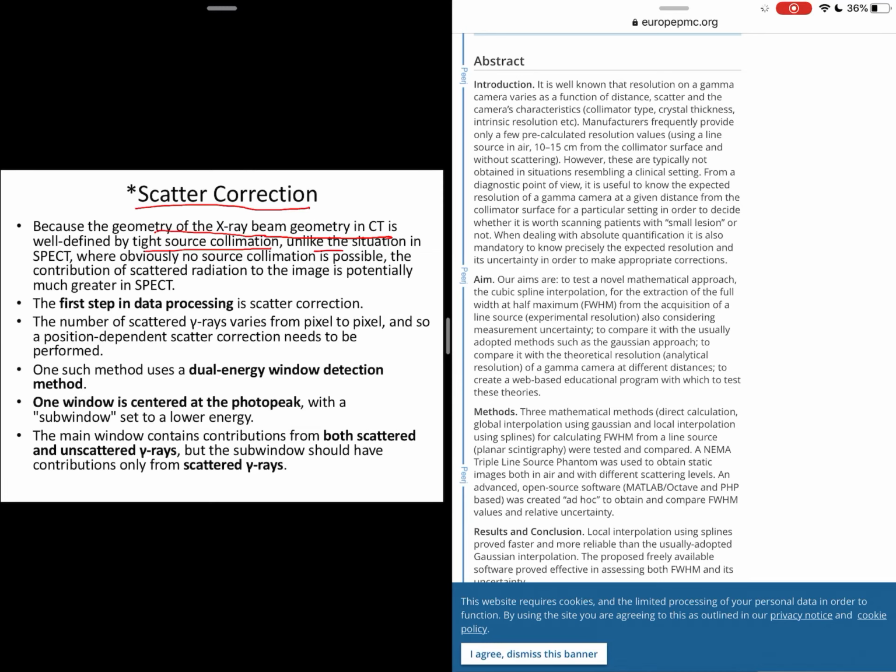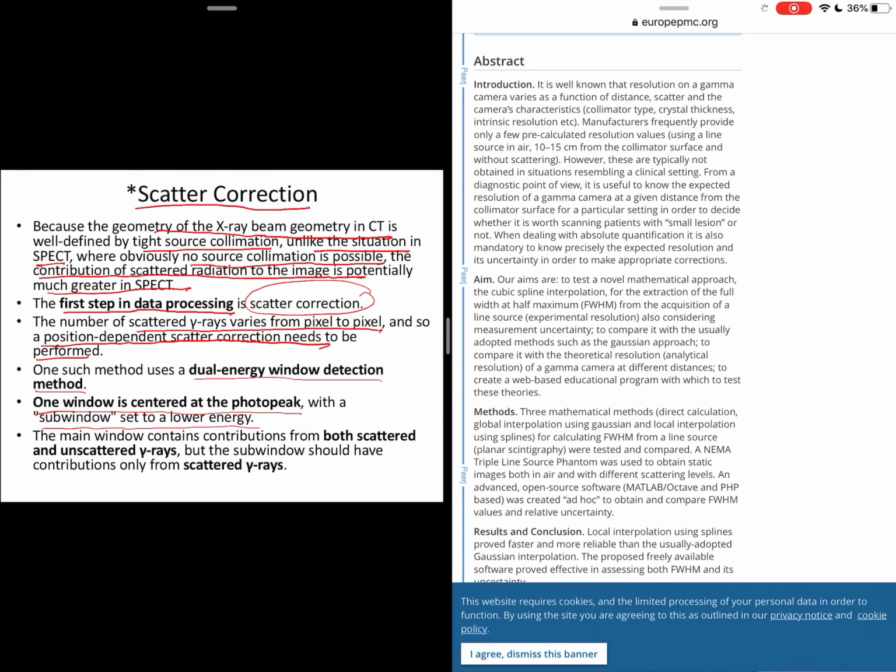Now we go to scatter correction. The X-ray beam geometry in a CT scan is well defined by tight source collimation, unlike the situation in SPECT, where obviously no source collimation is possible. The contribution of scattered radiation to the image is potentially much greater in SPECT. So the first step that we need to do in data processing is to apply the scatter correction. The number of scattered gamma rays varies from pixel to pixel, and so a position-dependent scatter correction needs to be performed.